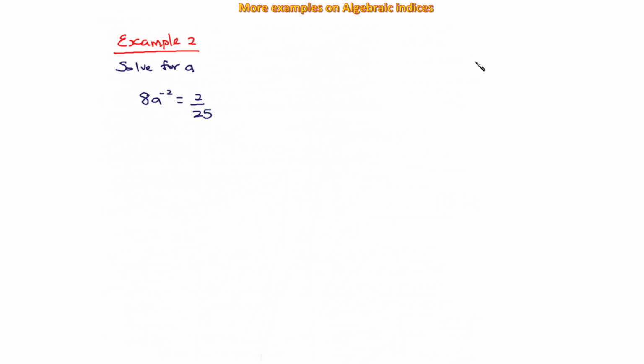Here is example 2. Example 2 says solve for a in this question. You have 8a raised to power minus 2 is equal to 2 over 25. This looks a little bit complex. How do I go about it? Now let's start the solution. The first thing you do here is divide both sides by 8.